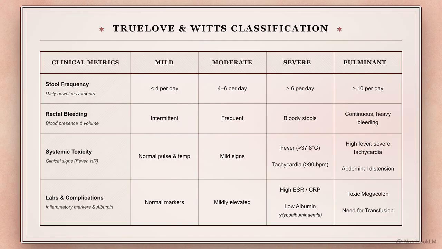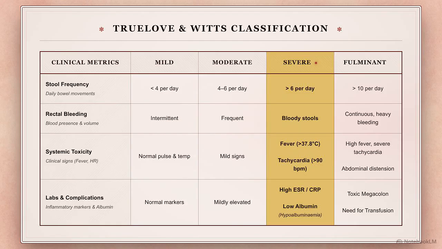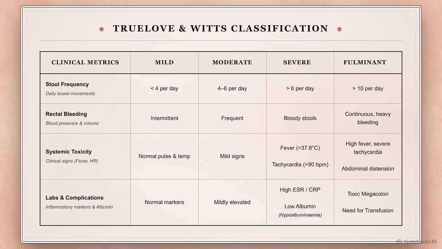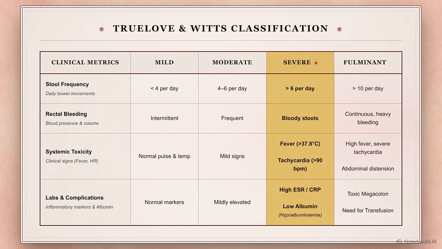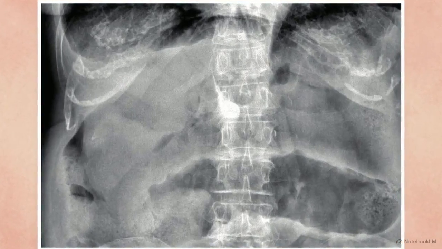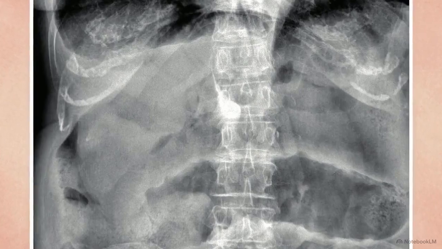The Truelove and Witts matrix stratifies ulcerative colitis severity. Severe disease requires over 6 bloody stools daily, plus systemic markers like tachycardia or fever. Fulminant disease means over 10 daily movements, continuous bleeding, and marked toxicity, warning of impending crisis. Patients with fulminant disease carry an extreme risk of progressing to disintegrative colitis and toxic megacolon.